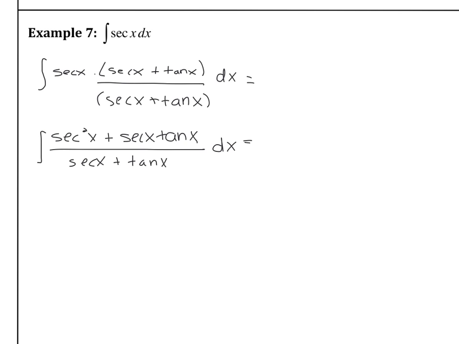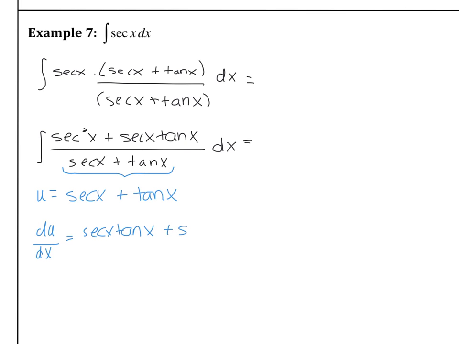If you take a look at the bottom, what was the whole purpose of this? To get the function derivative pattern, a du on top and a u on the bottom. So let's just check and see where we are before we freak out. We're hoping that this can be our u. If we define u to be secant x plus tan x, let's see what du dx works out to be. Well, the derivative of secant x is secant x tan x, and the derivative of tan x is secant squared x. And oh, look at that.